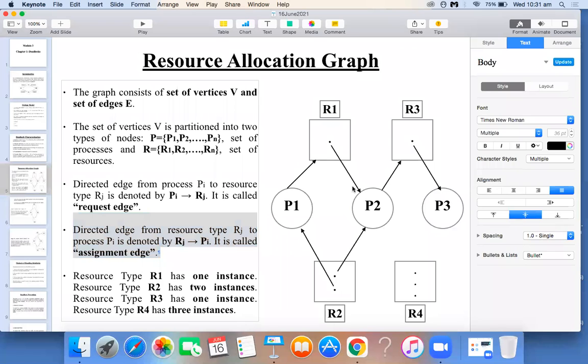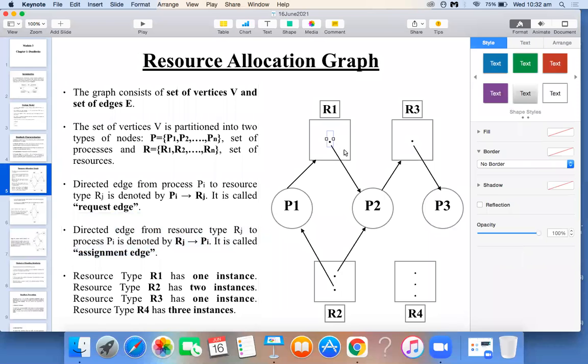So this is your resource allocation graph. It contains a set of vertices called processes and resources, and a set of edges called request edges and assignment edges. This entire thing is called a resource allocation graph. Now the next thing is about instances. Observe this diagram. Can you see a dot symbol here in resource type R1? Please unmute yourself and tell.